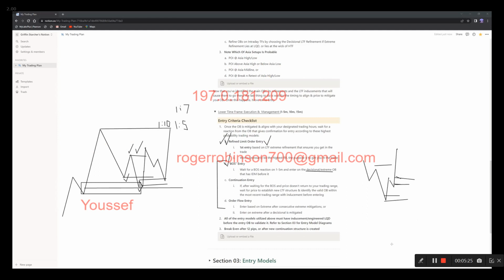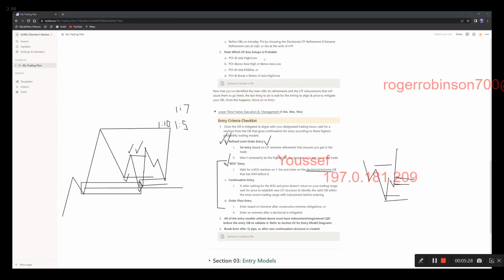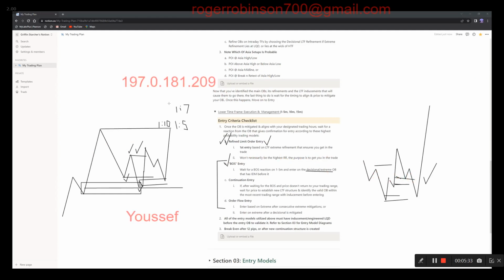Which is the valid order block, the decisional or the extreme? Beautiful. You guys already got it. Then the extreme is going to work in this case. So just always be cognizant of that. Now, we have the BOS entry.